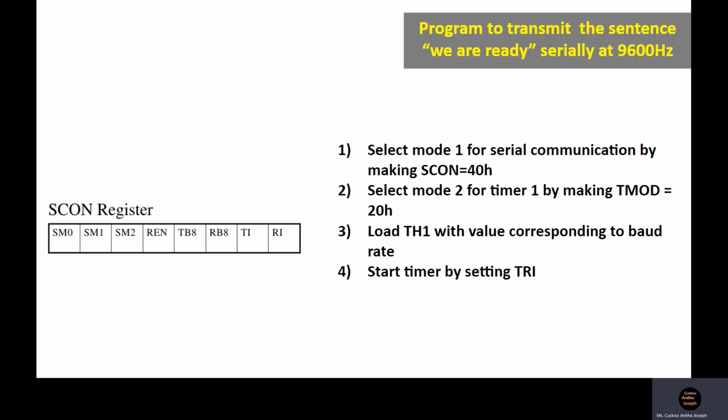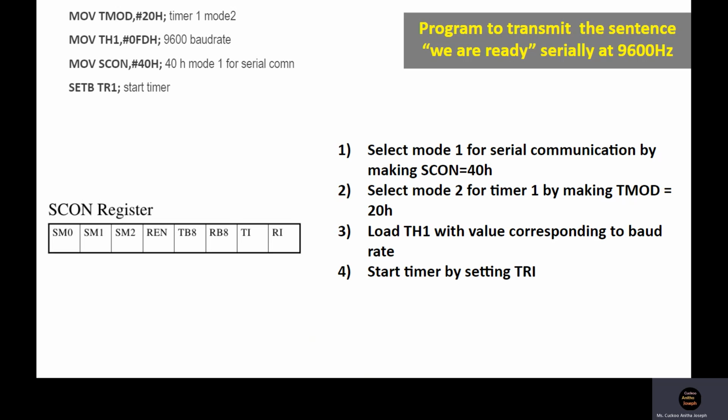Then we should find the initial count to be loaded into TH1 for the given baud rate. For the baud rate of 9600 Hz, the initial count to be loaded into TH1 is FDH, which can be calculated using the formula, or you can just remember that for 9600 Hz, the initial count in TH1 should be FD. Then after all the initial steps are taken, we can start the timer by setting TR1 high. So the instructions will be as shown.